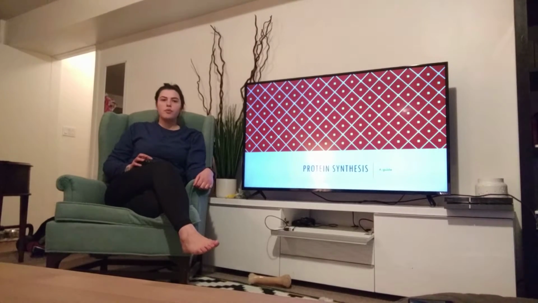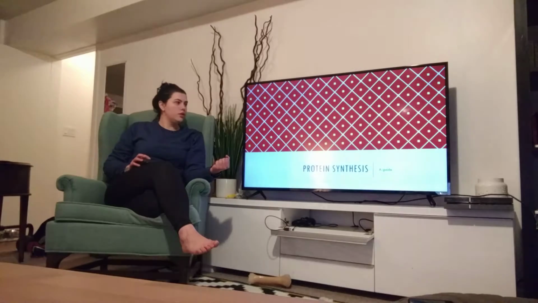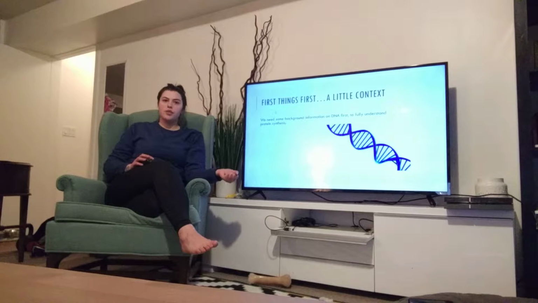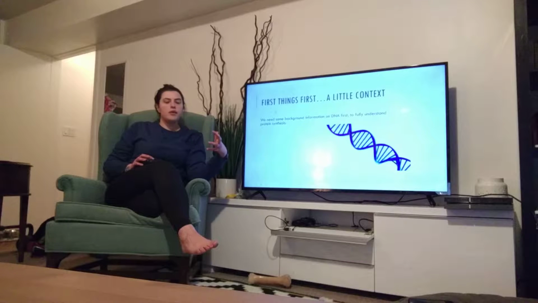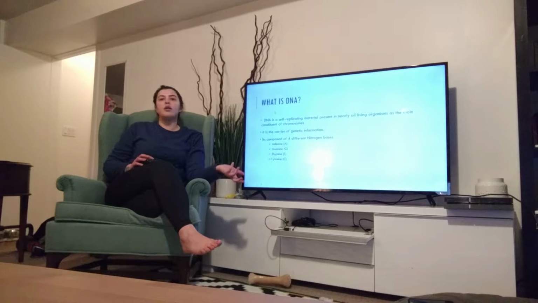We're going to start talking about protein synthesis today. First things first, we need to talk about DNA. In order to understand protein synthesis, we need to understand DNA. So we're just going to get a little bit of background information on that. What is DNA? DNA is a self-replicating material, and it is present in pretty much all living organisms. It is the main constituent of chromosomes, and it's also the genetic carrier, the carrier of all genetic information.